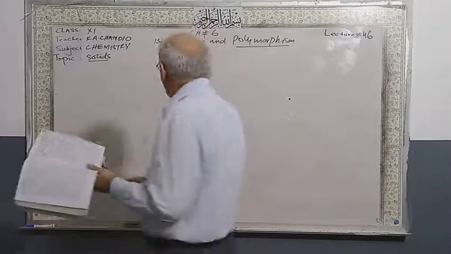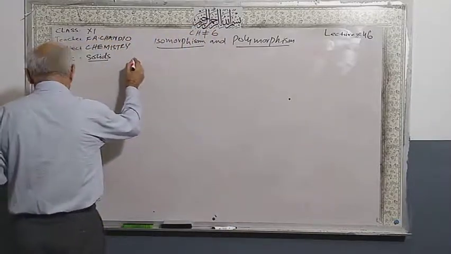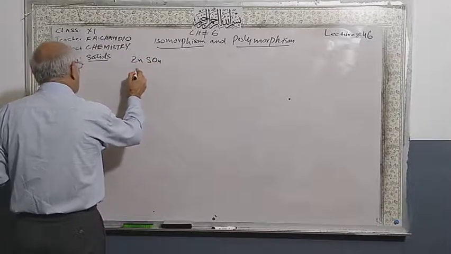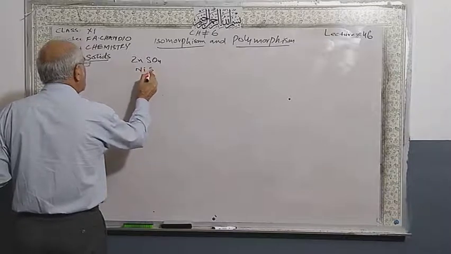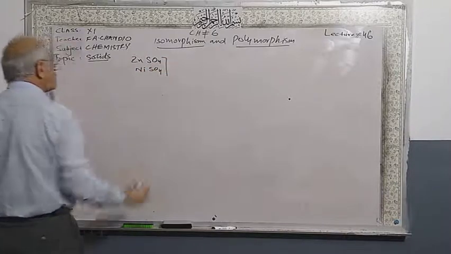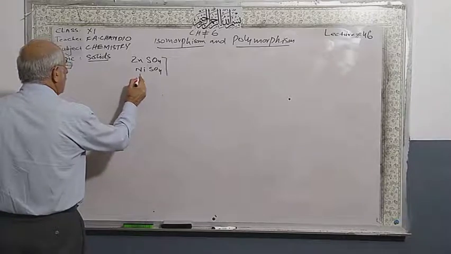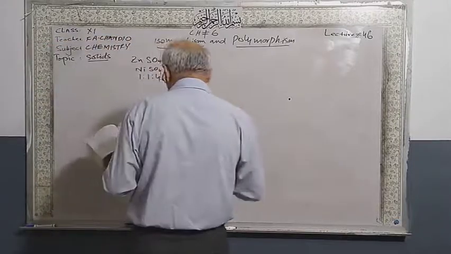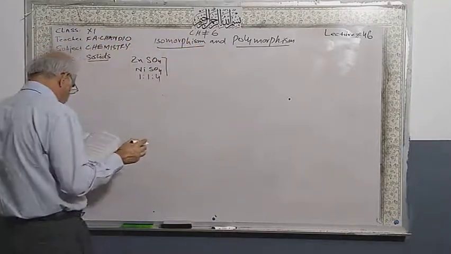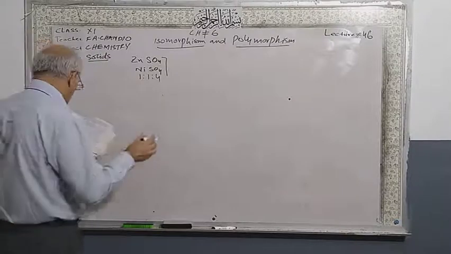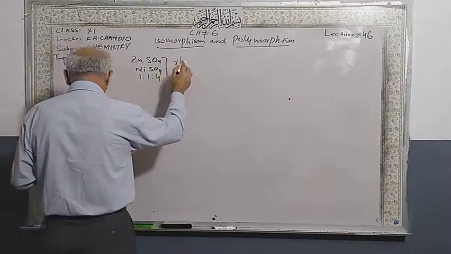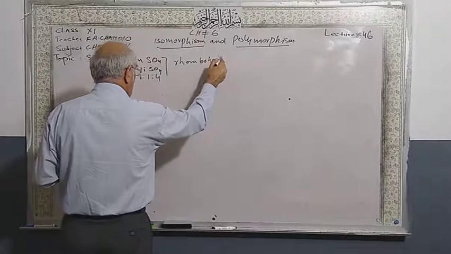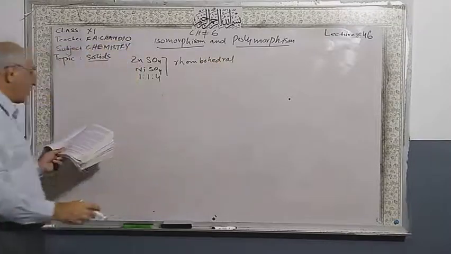So we have two isomorphous compounds: zinc sulfate and nickel sulfate. These two different compounds have the same atomic ratio, 1:1:4, and they are isomorphous because they have the same crystalline form, called rhombohedral. Both have the rhombohedral form.